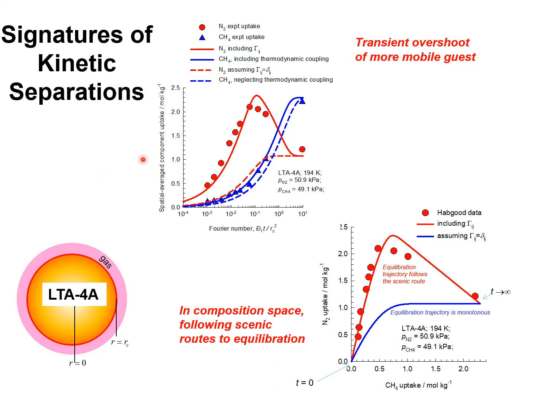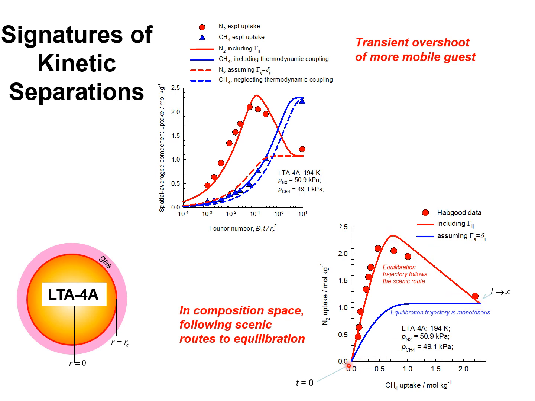There is another way in which we can plot this data, and that is in composition space. We plot the nitrogen uptake versus the methane uptake. These are the component uptakes at time t0 at the start of the experiment. And this point here is t equals infinity, when equilibrium is reached. The red circles represent the Habgood data plotted in composition space.